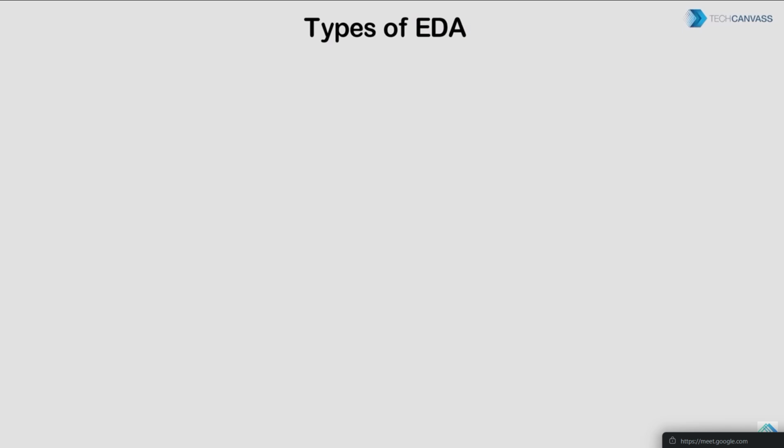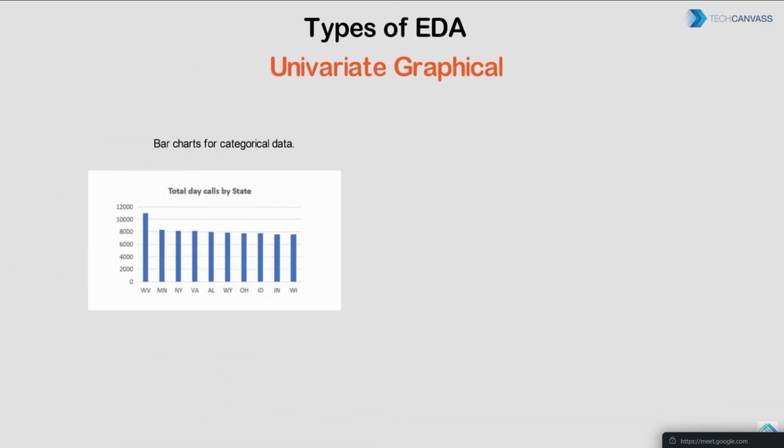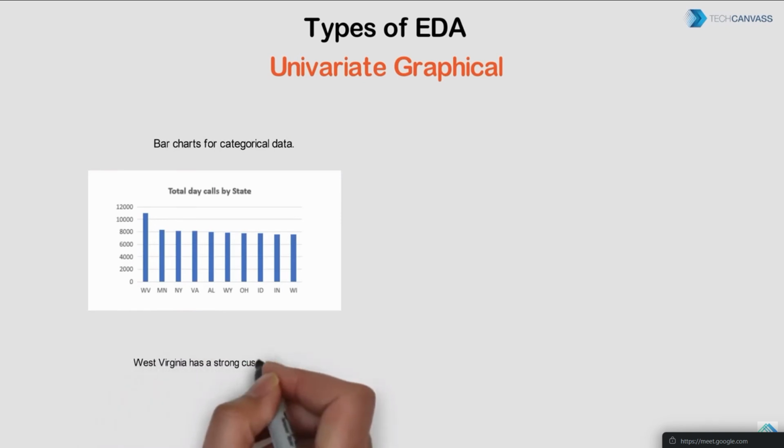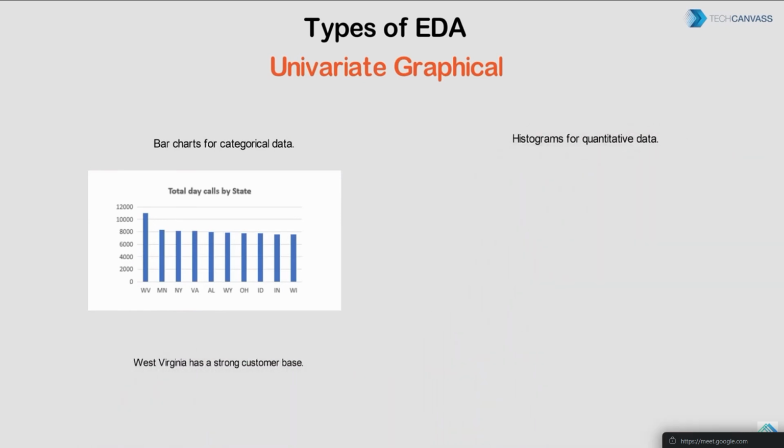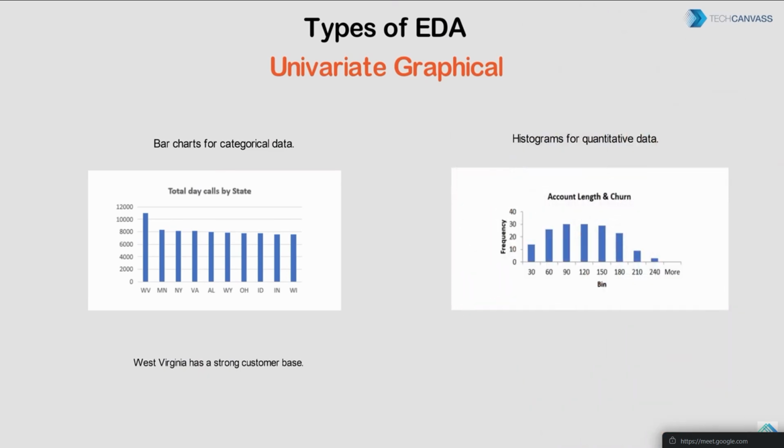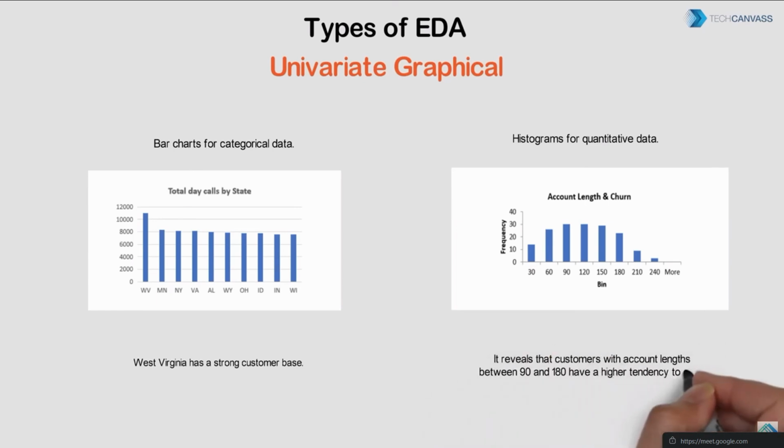Next, they move on to visualizing univariate variables. Categorical data can be easily represented by a bar chart. This chart tells us that West Virginia has the highest total day calls, a strong customer base. For quantitative data, histograms, which are bar plots in which each bar represents the frequency or count of the cases for a range of values, are very useful. They help in understanding the central tendency, spread, shape, and outliers. This histogram reveals that customers with account lengths between 90 and 180 have a higher tendency to churn. Maybe some offers or loyalty points can be introduced.